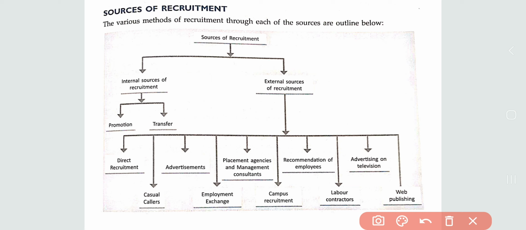When your vacancy arises, from where will you hire people? So there are two ways. One is internal source, from within the organization, and another is external source, bringing people from outside, right? What is there in internal source? Only two parts, promotion and transfer. In external sources there are so many here. We are going to study each of these things: direct recruitment, casual callers, advertisement, employment exchange, placement agencies, campus recruitment, recommendation of employees.